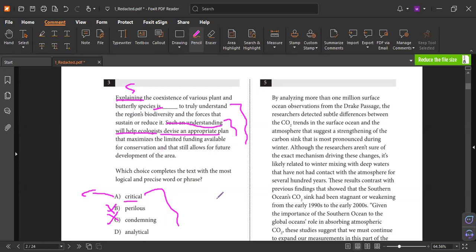So the explanation is critical. Why? Because we need to understand something. So that is it, feel it? So letter D is not supported. So A is correct? So it's correct, yes.